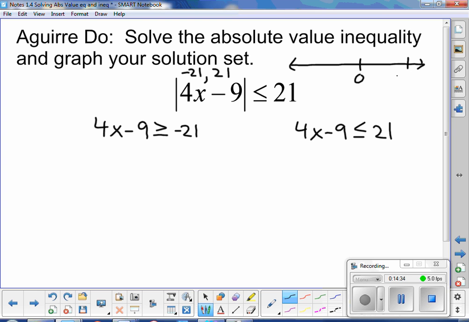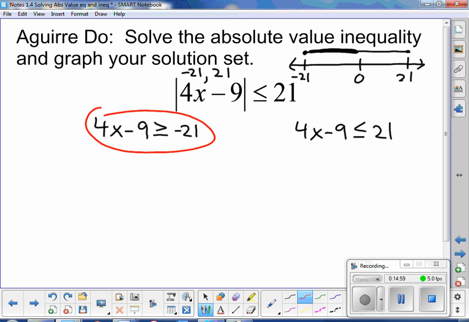Here's 0. Say this is 21. Say this is negative 21. I want the distance from 0 to be between those two. That means it's everything up to and including those. So the shaded part right here is greater than negative 21, because it's to the right of negative 21. That's how this one came about. And this other side is smaller than 21. So that's why it's still smaller than positive 21.